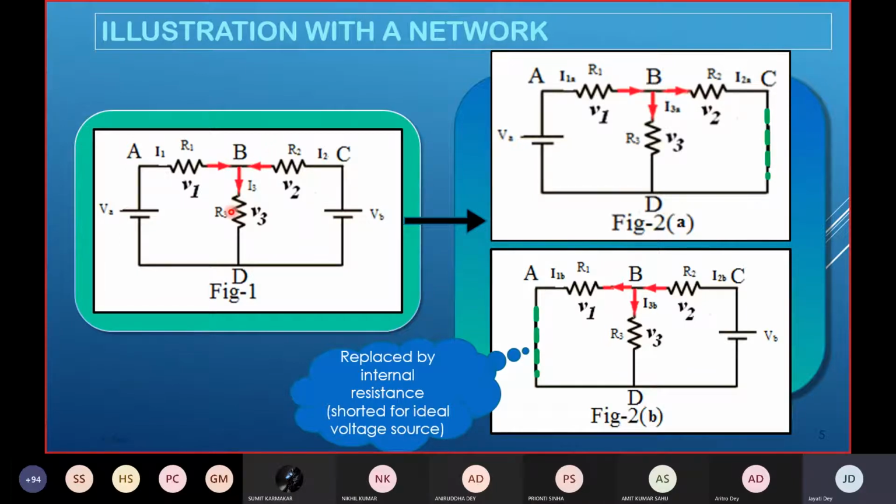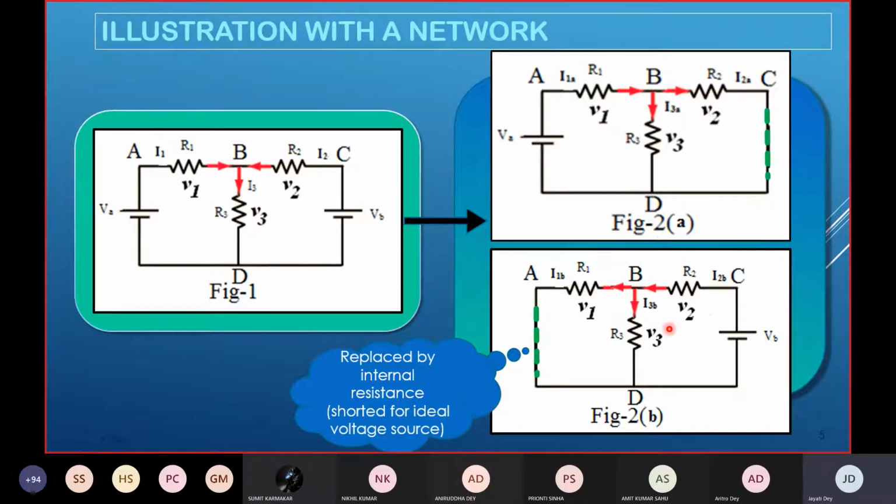So what is our objective? We will check whether I1, I2, I3 are the algebraic summation of the currents when VA and VB are acting individually or separately. For this case, refer to figures 2A and 2B. In 2A, VA is acting only, where VB is replaced with its internal resistance. Understood? That's why it is shorted. Ideally, it is assumed to have zero internal resistance, so that is omitted and this one is shorted.